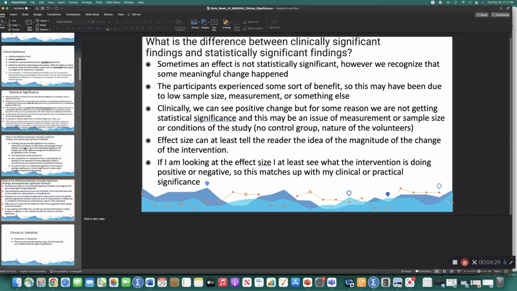Effect size is another term that's important to be familiar with. And effect size is something that can at least tell the reader, the researcher, and give us an idea of the magnitude of the change of the intervention. So if I'm looking at the effect size, I can at least see what the intervention is doing, positive or negative. And so this matches up with my clinical or practical significance.